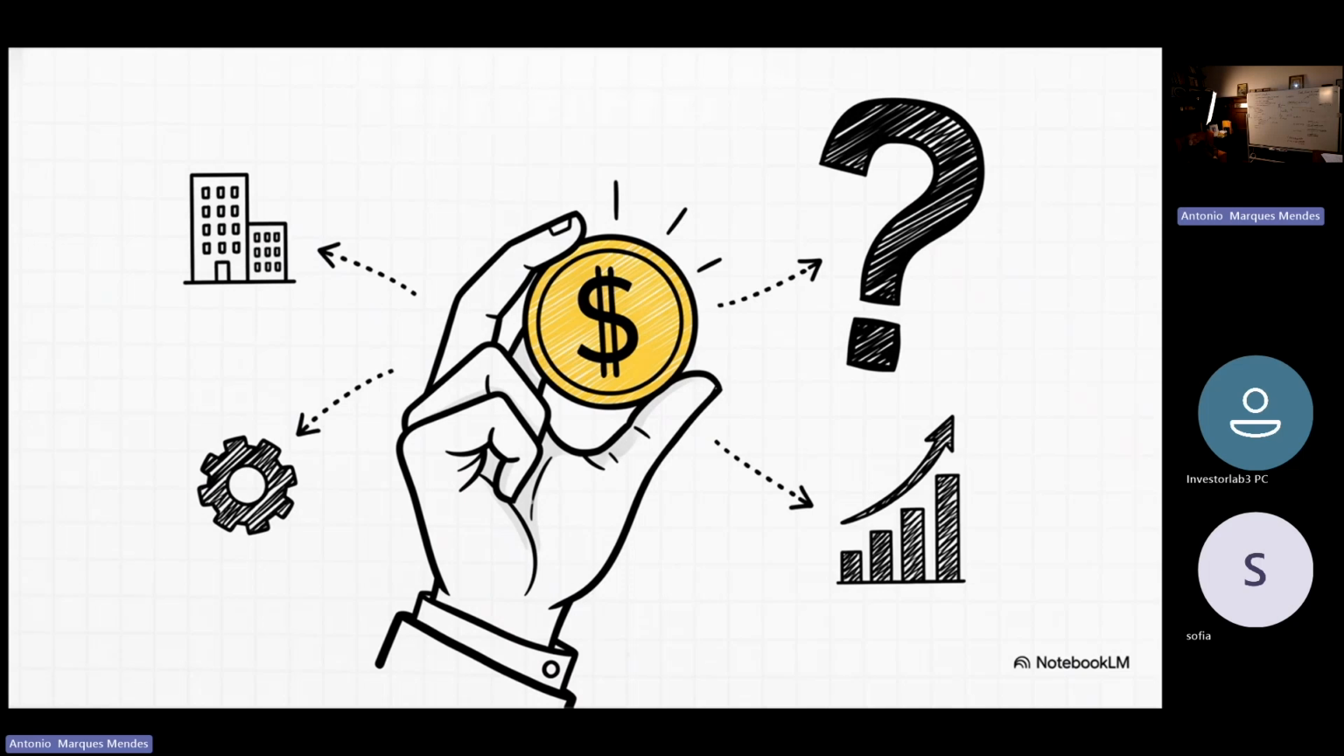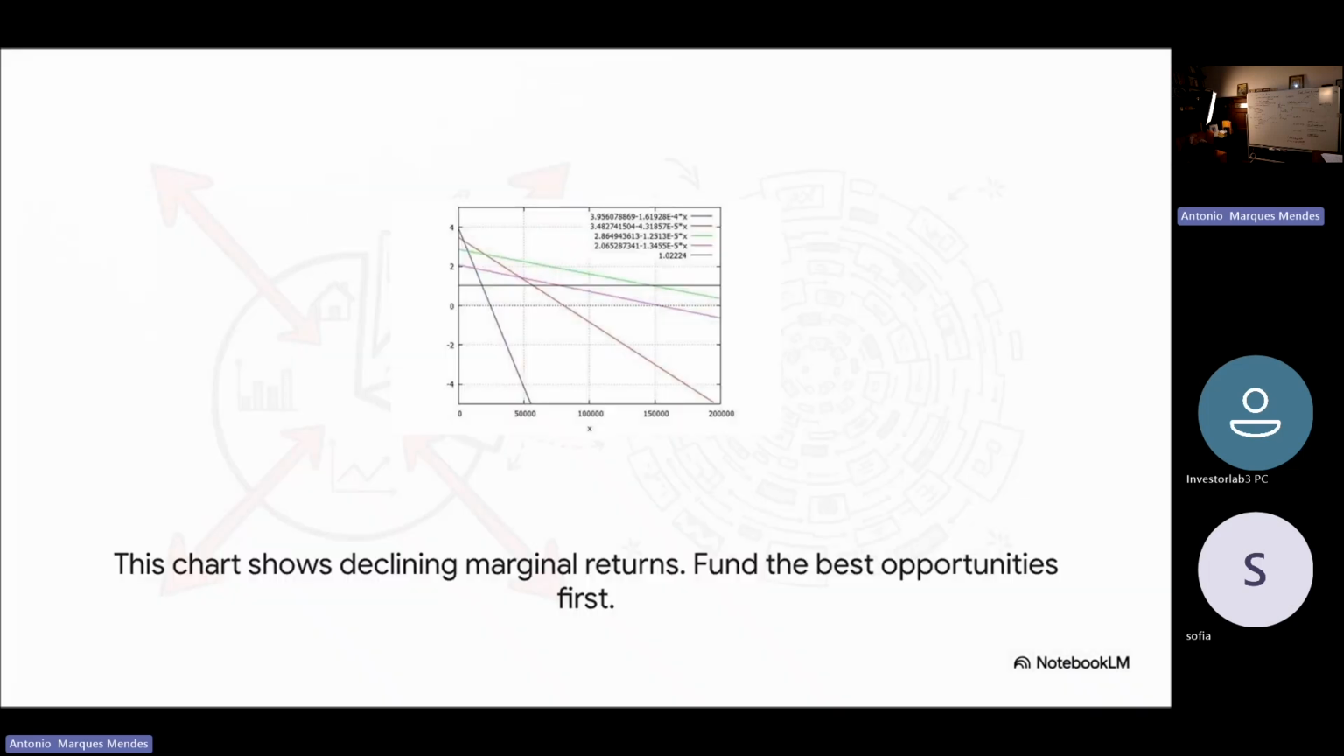That's the whole game. Now, this chart might look a little intense at first glance, but stick with me. The idea is actually super simple. Each of those lines is a different investment opportunity. And notice how they all slope downwards? That's a fundamental law of economics called diminishing returns. The more you invest in one thing, the lower the return you get on your next dollar.